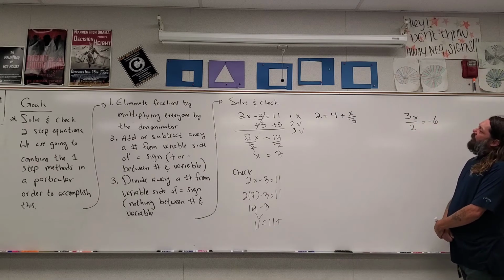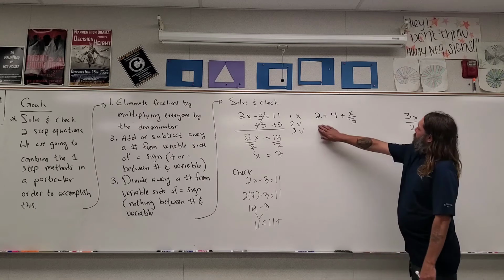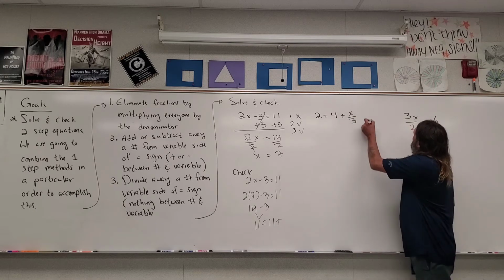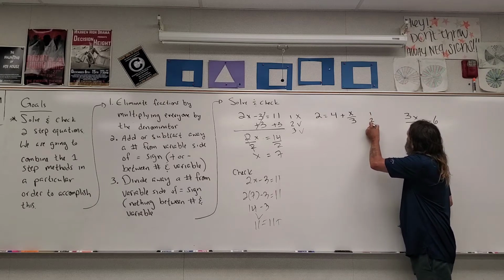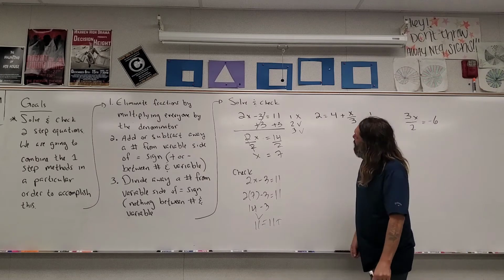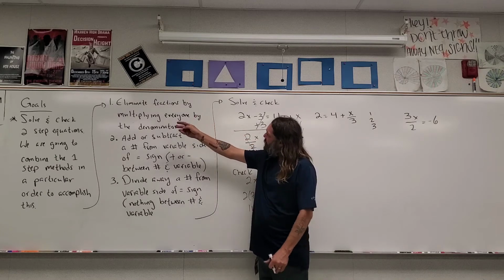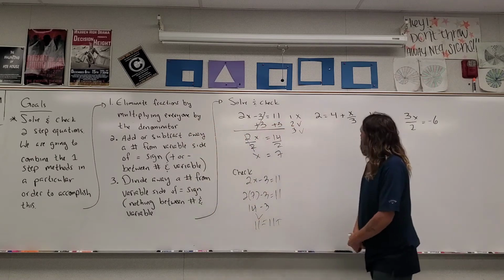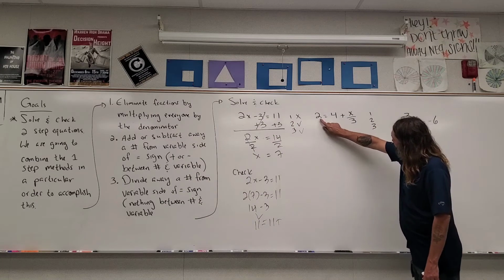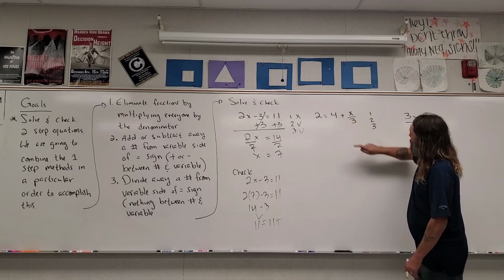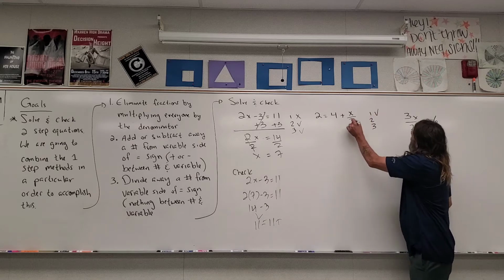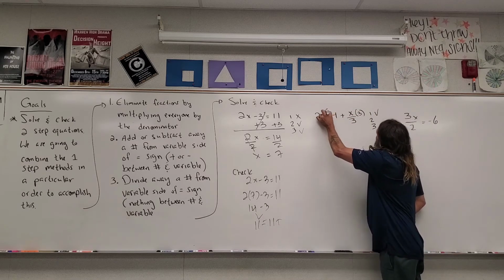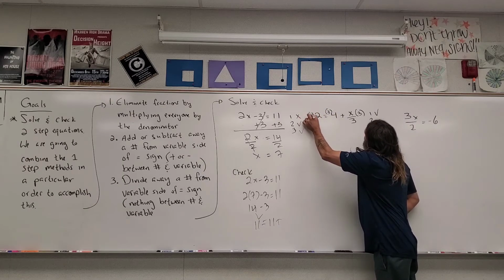Okay, on to the next problem. 2 is equal to 4 plus x over 3. Again, I'm going to write my list of steps. 1, 2, and 3. And so let me just see if I have step 1. Eliminate fractions by multiplying everyone by the denominator. Everyone means I multiply you and you and you by the denominator because I have a fraction. So what I'm going to do is I'm going to write a 3 next to each term.